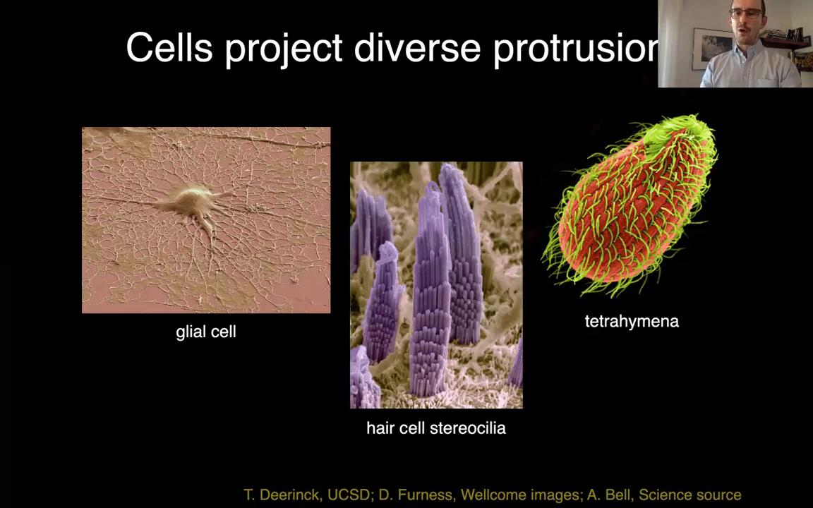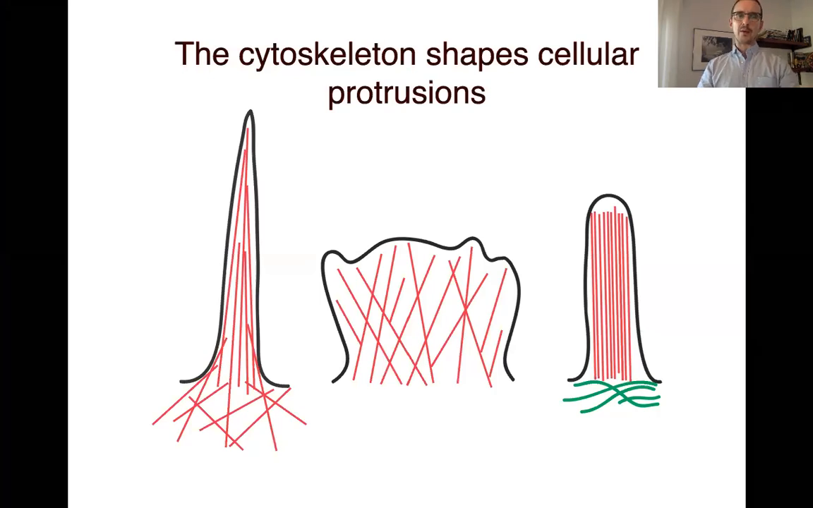So what we know about how cell protrusions form generally is that they are created by cytoskeletal filaments that shape the membrane from the inside, similar to how tent poles shape a canvas. And it's the specific arrangement, stability, and properties of cytoskeletal filaments that determine the properties of the protrusion. So our goal is to understand how cytoskeletal filaments are regulated to create these protrusions.